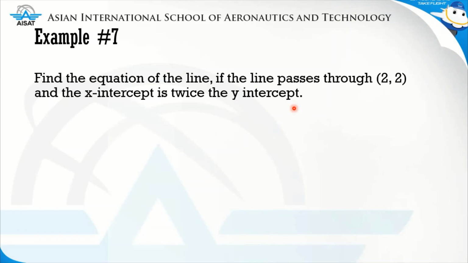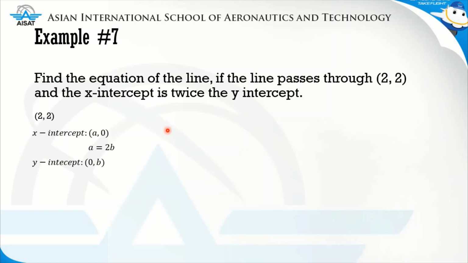So first, identify the given in the problem. So we have the point (2, 2). We know that the x-intercept is represented by (a, 0) and the y-intercept is represented by (0, b). Now, in the problem, it's given that the x-intercept is twice the y-intercept. So we know that this y-intercept refers to b. So the value of a here is just twice of b. Therefore, we can replace a as 2b.